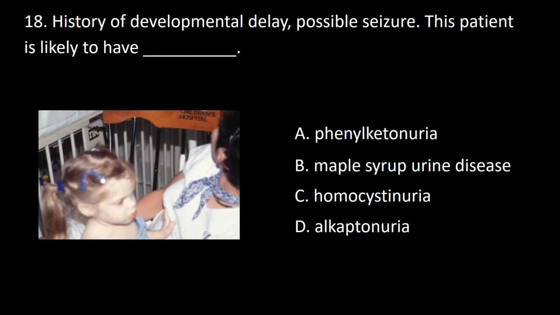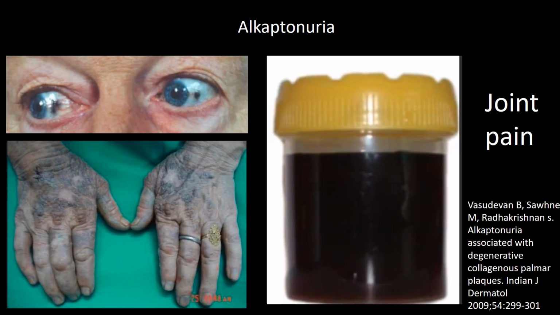Next question. History of developmental delay, possible seizures, this patient is likely to have dash. Please take a few seconds to look at the photograph below. The possible answers are A, phenylketonuria, B, maple syrup urine disease, C, homocystinuria, D, alkaptonuria. Patients with alkaptonuria usually present to the dermatologist, nephrologist, or rheumatologist because of dark skin pigmentation that increases with time, dark urine, and joint pain.